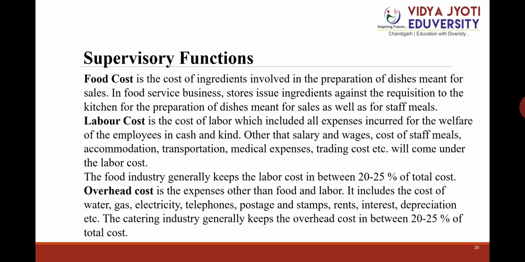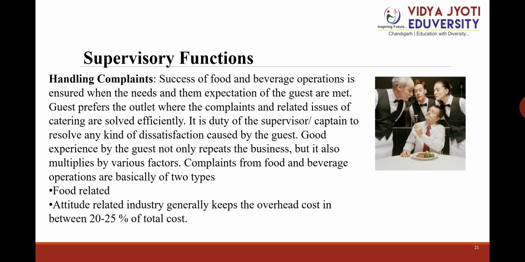Overhead cost is the expenses other than the food and labor. They include the cost of water, gas, electricity, telephones, postage and stamps, rents, interest, depreciation, etc. The catering industry generally keeps the overhead cost at about 20 to 25% of the total cost.